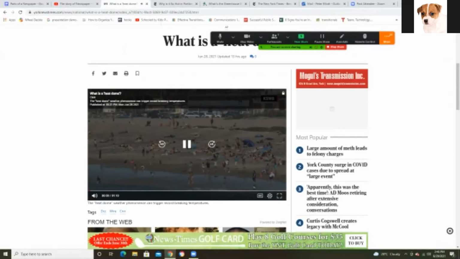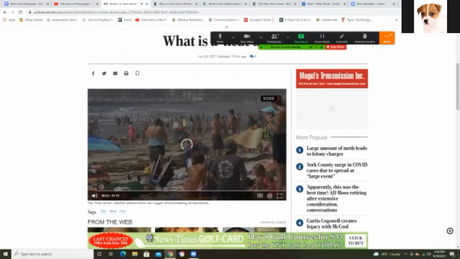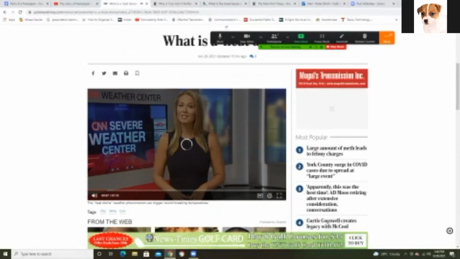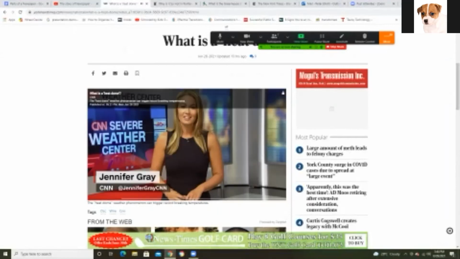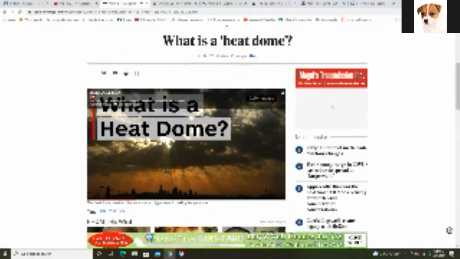During the hot summer months, a ridge of high pressure will build, causing lots of sunshine and warm temperatures. But sometimes that ridge just doesn't move, and temperatures can get brutally hot. Sometimes this is referred to as a heat dome.